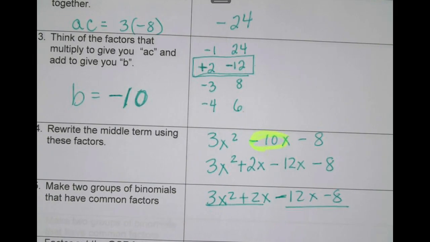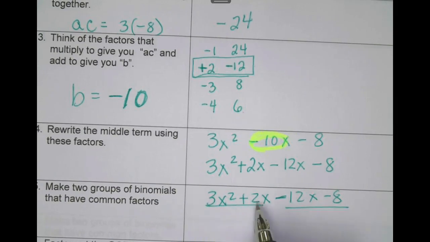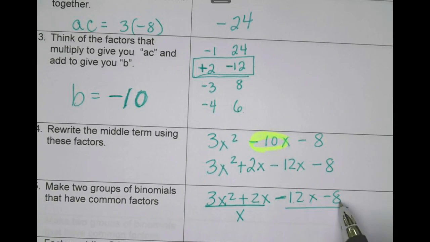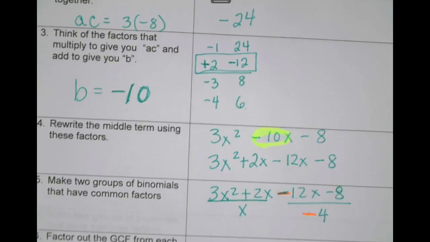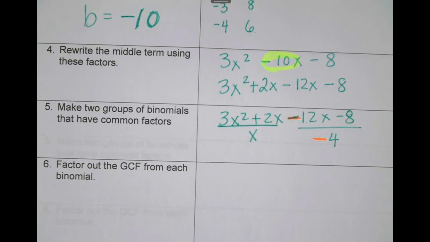Look at the first group. 3 and 2. What's going to factor out of 3 and 2? Well, 3 and 2, I just have 1, but you did notice that they both have x's, so I'm going to factor an x out of there. What divides into 12 and 8? But if this is negative, this needs to be negative. Okay, so now I am going to factor that out.